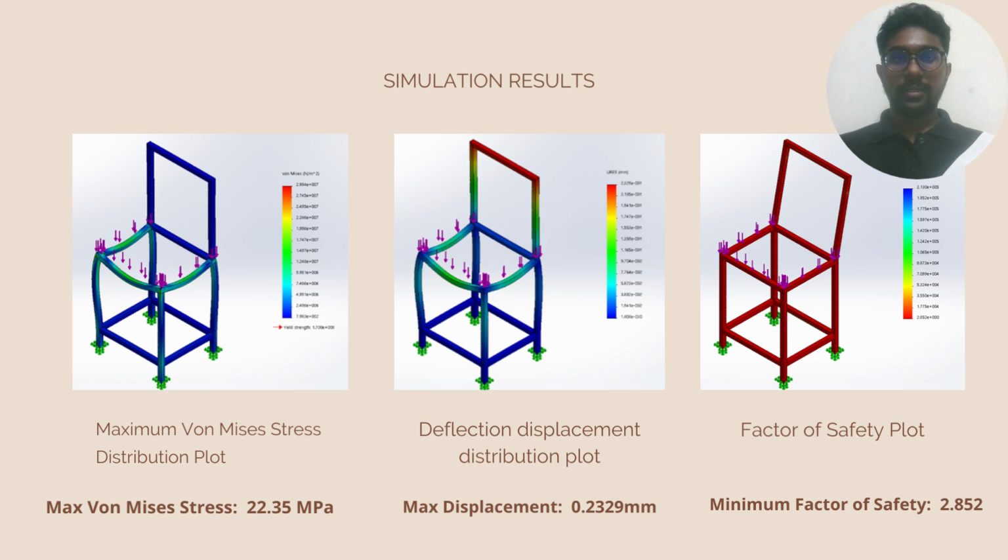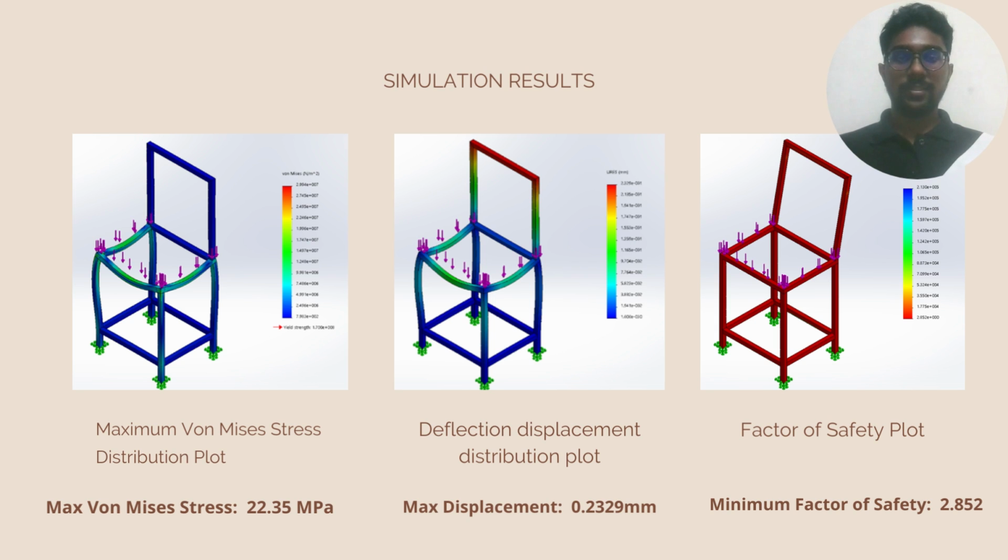So with the meshing done and the load assumed, we can plot the load on the chair frame. And as you can see, the fixed geometry is also applied on the bottom four legs. So the simulation can be conducted, and the maximum von Mises stress distribution plot is produced. From this plot, you can see that the minimum stress is indicated by the color blue, and the maximum stress is indicated by the color red. The maximum von Mises stress obtained from this plot is 22.35 megapascal.